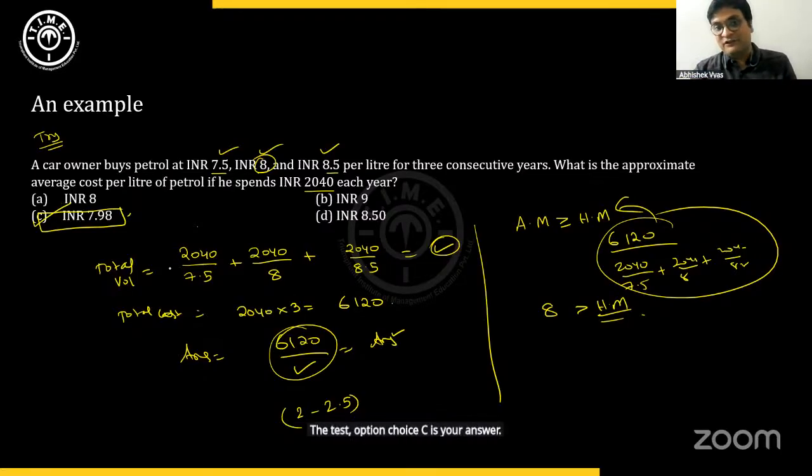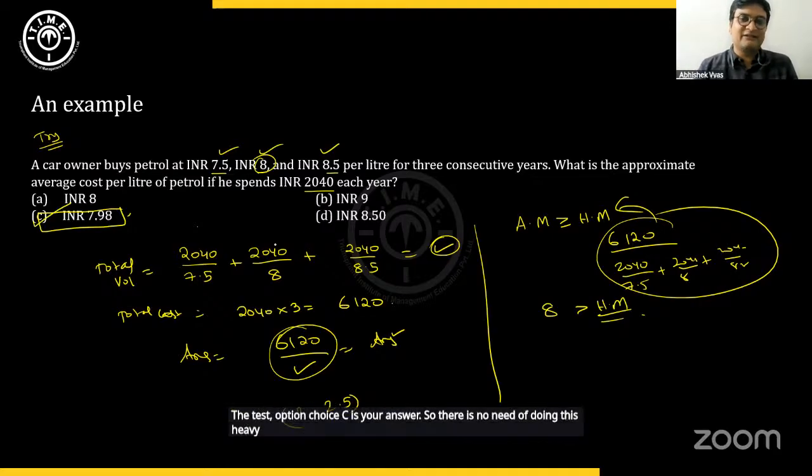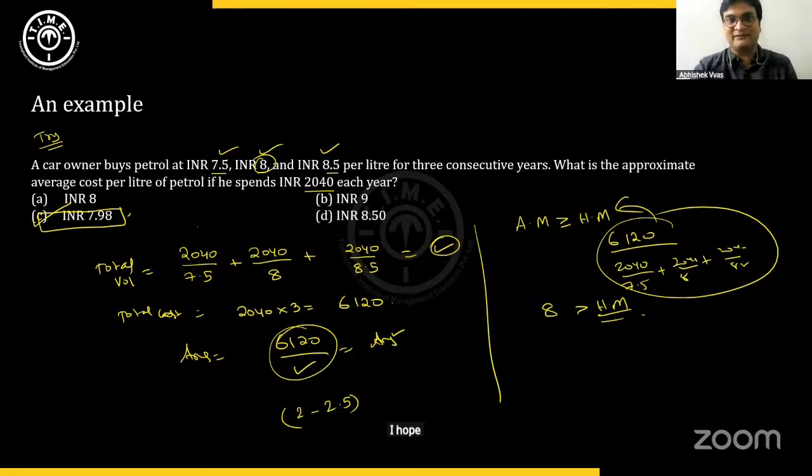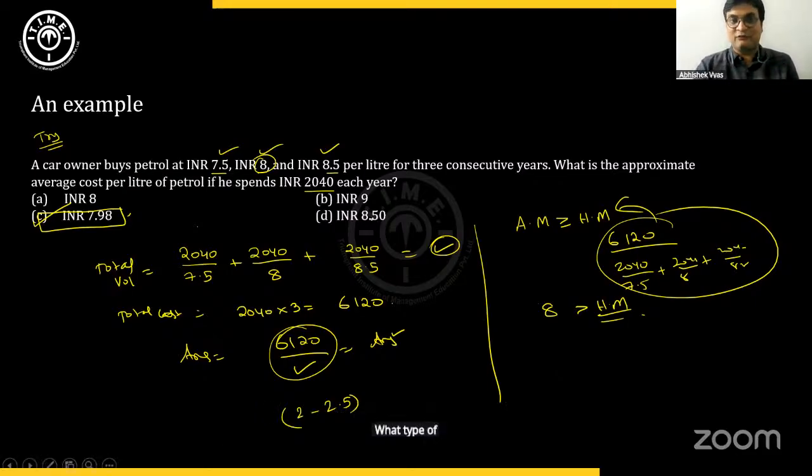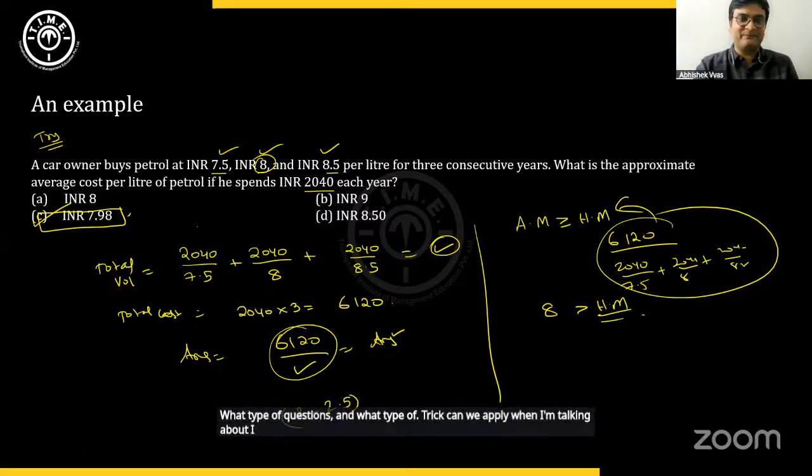So there is no need of doing these heavy calculations. You can get to your answer simply by using the arithmetic mean. I hope you followed it. Anyways, the intention was not to solve this, but just to show you what type of questions and what type of trick we can apply when I'm talking about IPMAT.